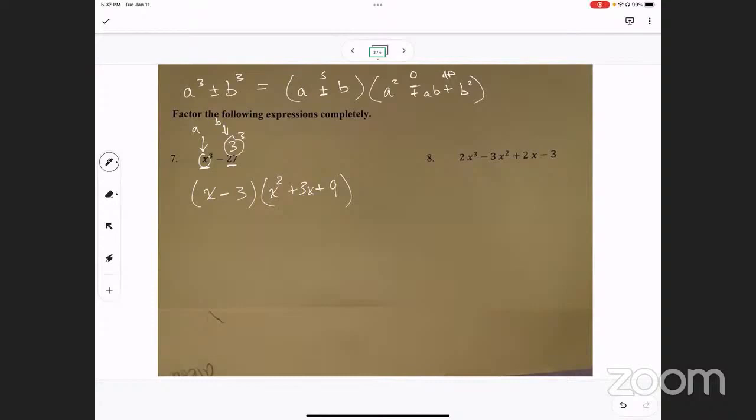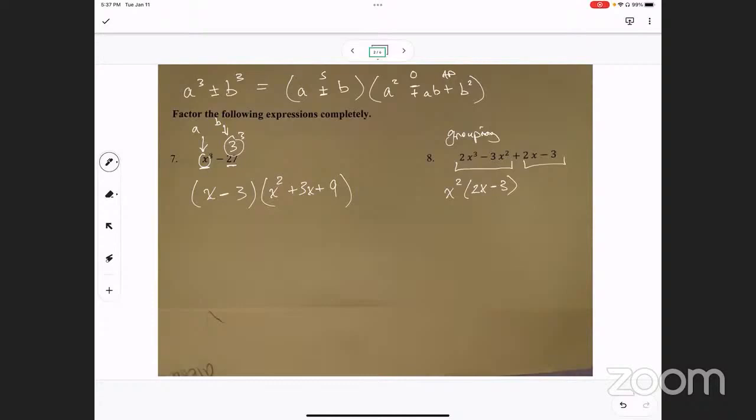Okay, this problem, number 8, is more of a factor by grouping. So this is a grouping problem that you have to do. You'll notice that there's 4 terms, and you can see they have a kind of pattern to them. Do you notice that for these first 2 terms, I can take an X squared out? And if I do, I'll be left with a 2X and a minus 3.